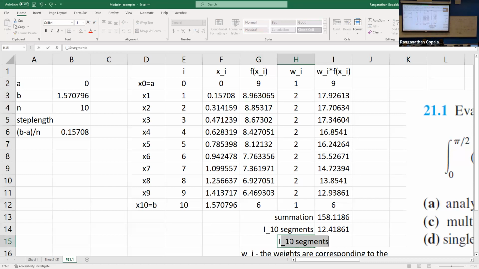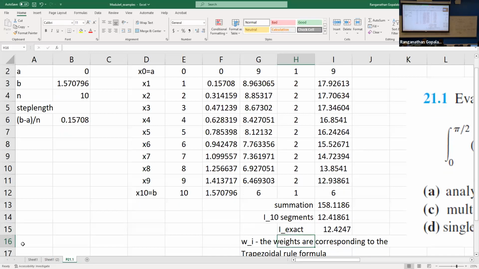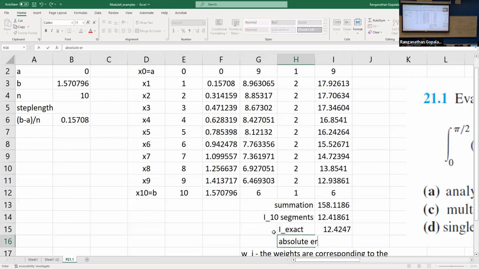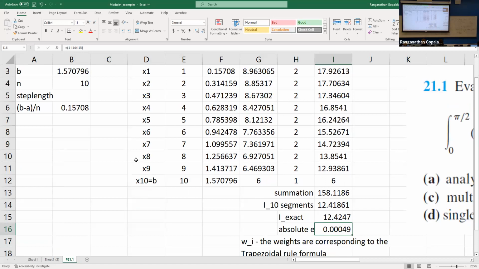So I exact is 12.4247. So the absolute error is equal to 1 minus, expressed as a percentage. It's not 0%. We have to give it more decimal points. 0.049%.